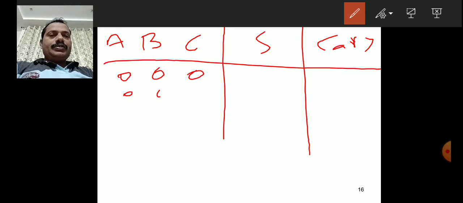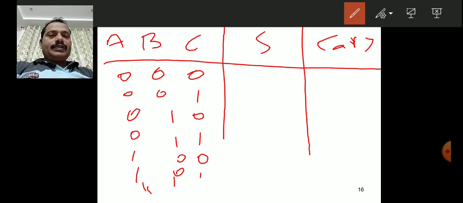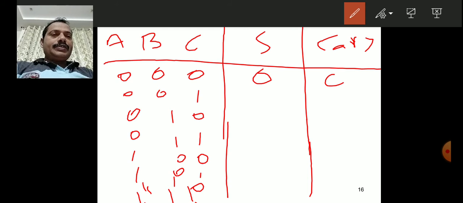0 0 1 0 1 0 0 1 1 1 0 0 1 0 1 1 1 0 1 1 1 1 1. Here, 0 plus 0 plus 0, sum is 0, carry is 0.